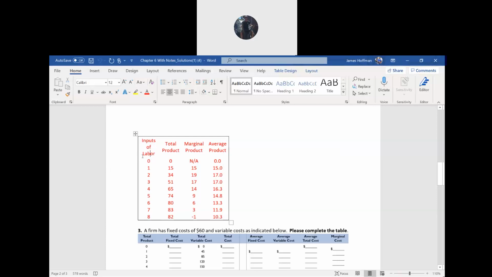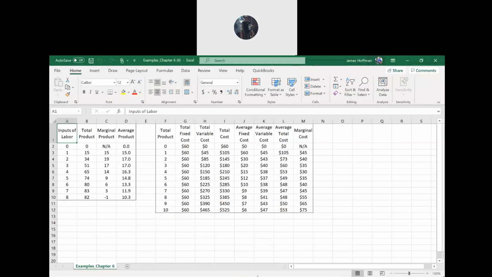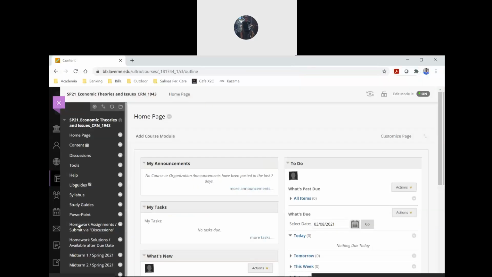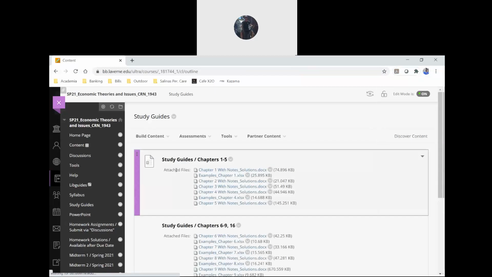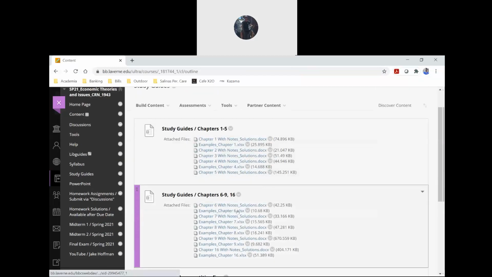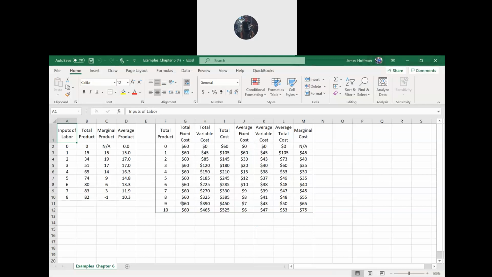Okay, and I did this in Excel if you wanted to look at the example. This example is chapter 6. Okay, so I put the units of labor here in column A. I put the total product here, and you can see that I put a little formula just to show you how simple the marginal product is. So it's just the change. All right, go from 0 to 1, the change is 15 minus 0. Okay, you go from 1 to 2, the change is 34 minus 15, and all the way along.